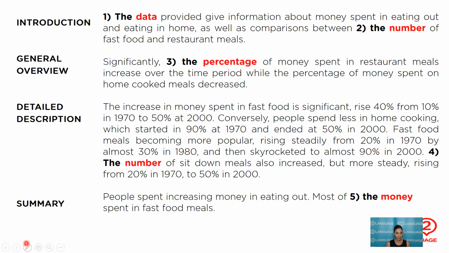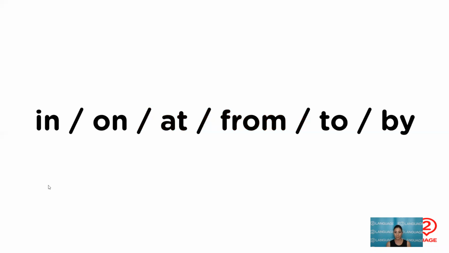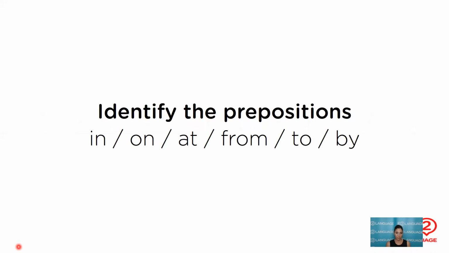Okay, let's move on now to another common mistake, which is prepositions. These are words like in, on, at, from, to, and by. Small words, but big confusion. So, task. Firstly, identify the prepositions. How many are there?